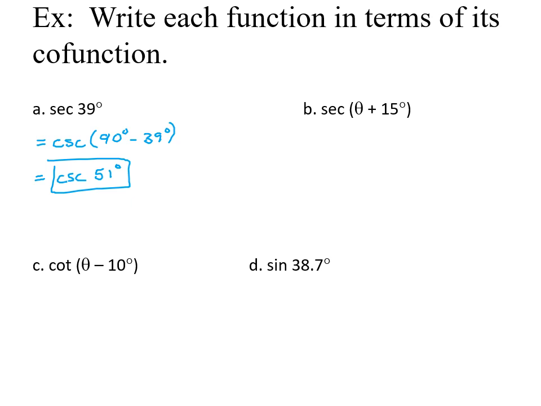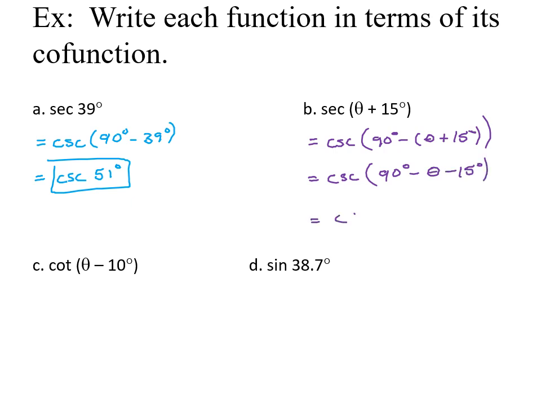So if I did secant of theta plus 15 degrees, I do the same process. I would say that this is cosecant of 90 minus theta plus 15. But you end up distributing the negative across. So it'll be a minus theta minus 15. So I get cosecant of 75 minus theta. And this would be the same value as secant of theta plus 15.